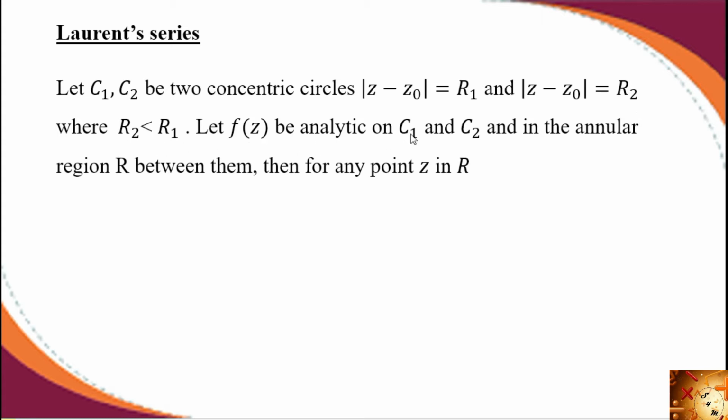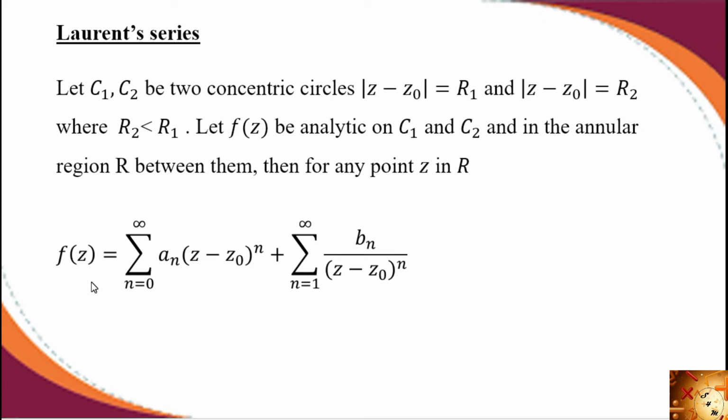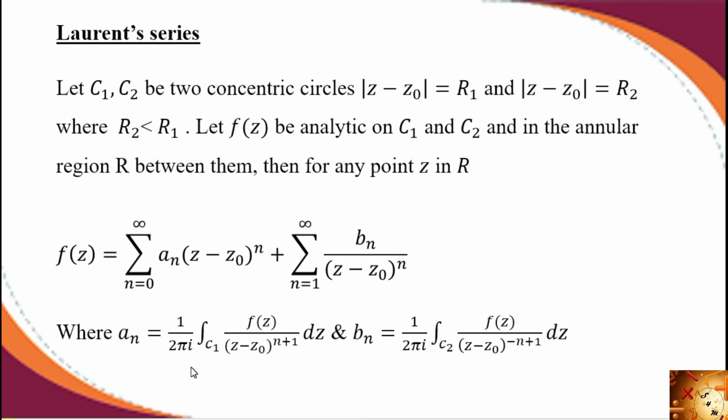Let f of z be analytic on C1 and C2 and in the annular region R between them. Then for any point z in the region R, we have f of z equal to sigma n equal to 0 to infinity an into (z minus z naught) whole raised to n plus sigma n equal to 1 to infinity bn divided by (z minus z naught) whole raised to n, where an is equal to 1 by 2 pi i integral over C1 f of z by (z minus z naught) whole raised to n plus 1 dz and bn is equal to 1 by 2 pi i integral over C2 f of z divided by (z minus z naught) whole raised to minus n plus 1 dz.